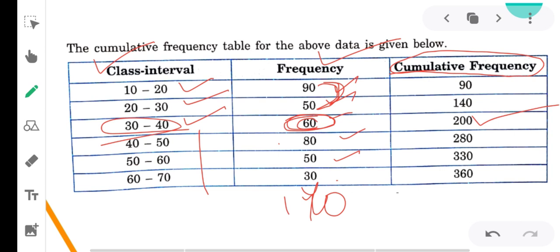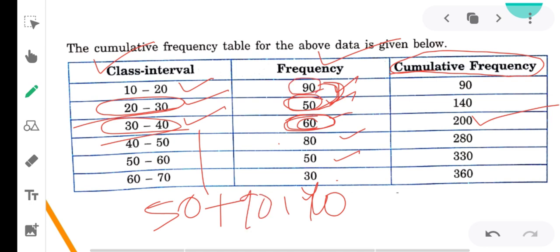Clear? Now for this class interval 20 to 30, the frequency is 50. The sum of that particular class plus the frequency of all previous classes. The frequency of the previous class is 90, so 50 plus 90 is 140. The cumulative frequency of the first interval will be the same as the frequency, that is 90, because there is no previous class. Clear?